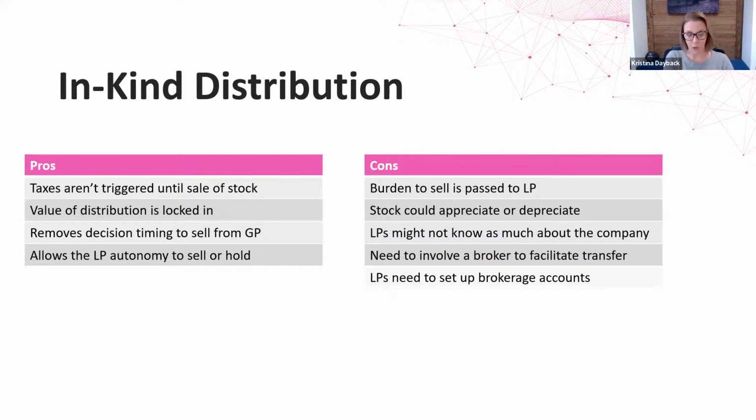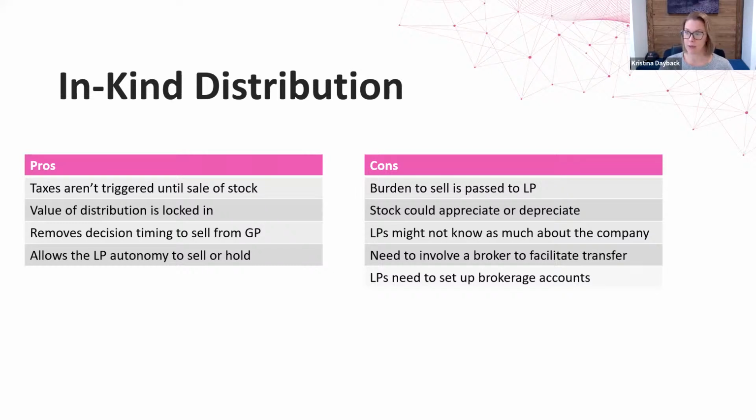And it gives the LP, or your investors, the autonomy to hold, sell, or do a partial sale and hold the rest. So it kind of just passes the buck along to the LP, which also is a con depending on your LP base. If you have really savvy investors, they might like the idea of getting those private shares and then having the ability to hold or sell them, or they might not be savvy investors, and they would value you selling those shares and giving them cash.